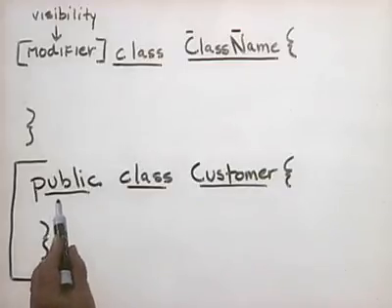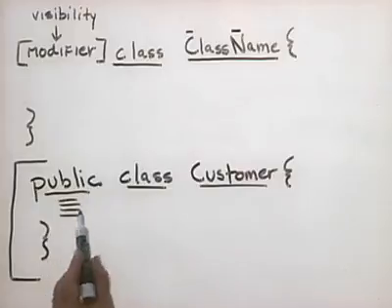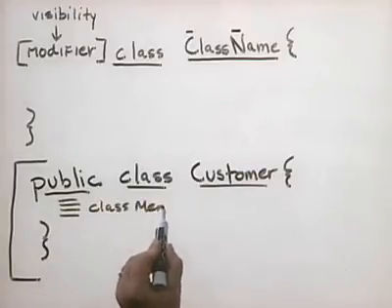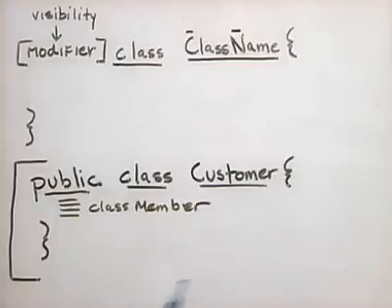Inside the block, you'll want to create what are called class members. And of course, you and I know them as things like methods or properties. That's the basic construct for building a class.